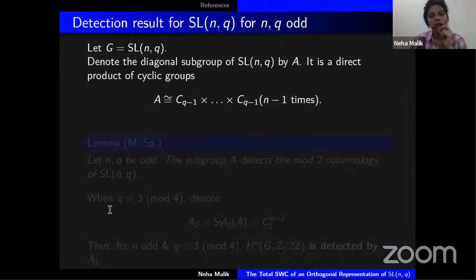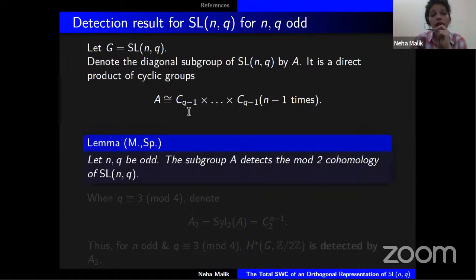Next, I'll state the detection result that we have got in the case of SLNQ for N and Q odd. Let's set G to be our group SLNQ, and we will denote the diagonal subgroup of SLNQ by A. Obviously, this A is isomorphic to the product of n-1 copies of the cyclic group of order Q-1. Our detection result says that if N and Q are odd, then this diagonal subgroup detects the mod 2 cohomology of SLNQ.